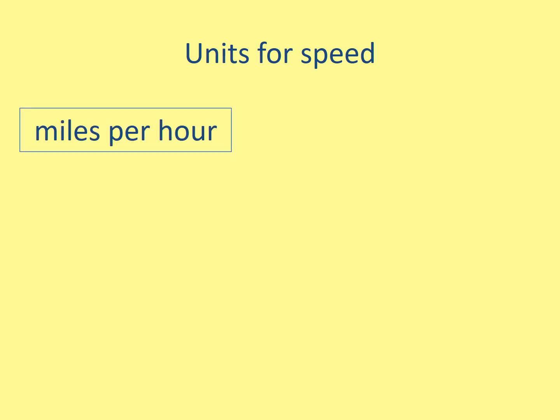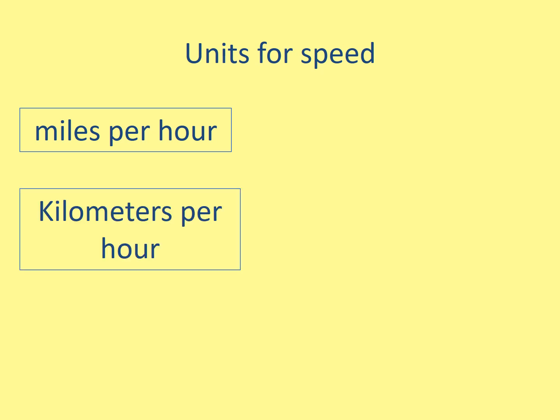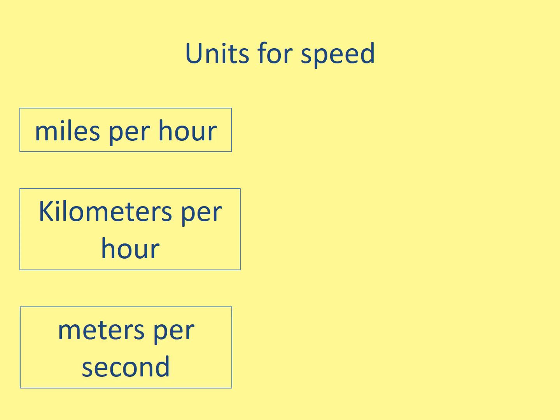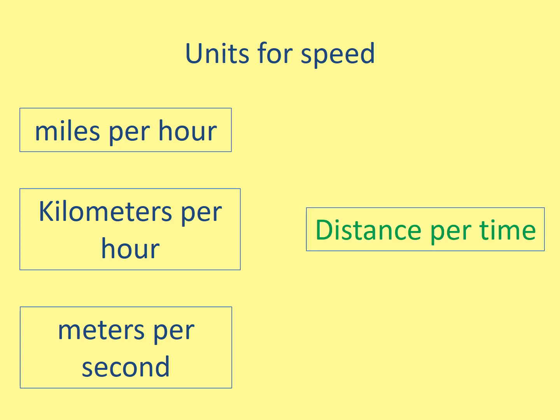So, some units that you might have got. You might have got miles per hour. You might have got kilometres per hour. And you might have got metres per second. Now, what these all have in common is some unit of distance, so miles, kilometres or metres, per some unit of time, hours or seconds. And this is really key to understanding speed.